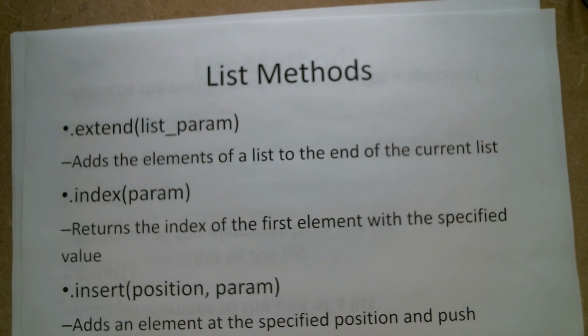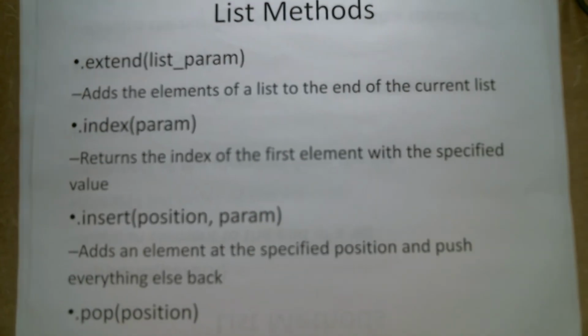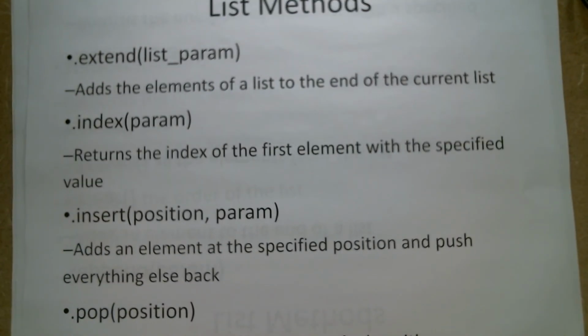Index, if you're searching for something and you want to know its index number, I could be like, what's the index number of the first 100 in my list? Or what's the index number of the first history in my list, or whatever. You provide some value, and then it returns the index of the first element with that value. If you want to insert something, not necessarily at the end of the list, but at a specific part, you can insert, and you just have to specify the position. So, I want to insert this at index 3, and then everything from 3 on will get pushed back. So there's an insert command.